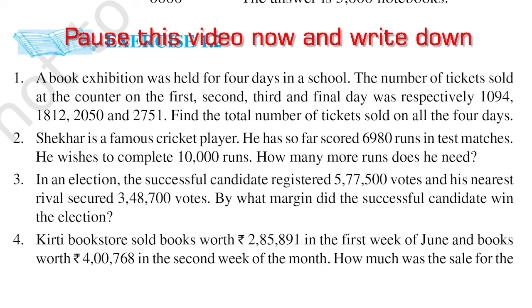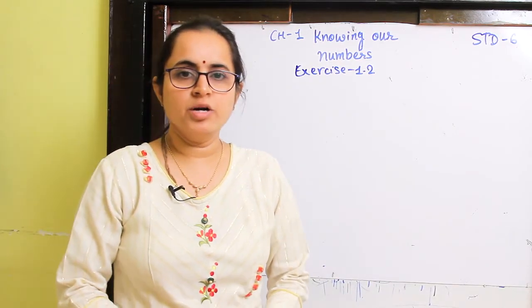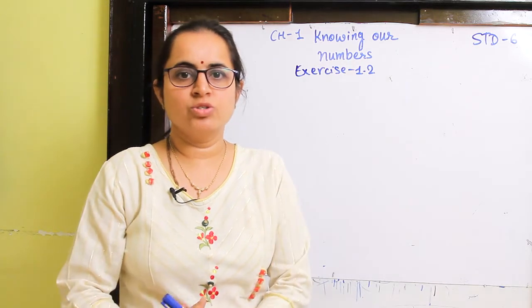Now, why did I do these measurements and conversions? Because in exercise 1.2, you will use this conversion in operations, which means you have to study word problems. In exercise 1.2, you have to study word problems. So now we'll move on to exercise 1.2, and that is first question number 1. I'll read question number 1. You have to write the question in your notebook. Okay?